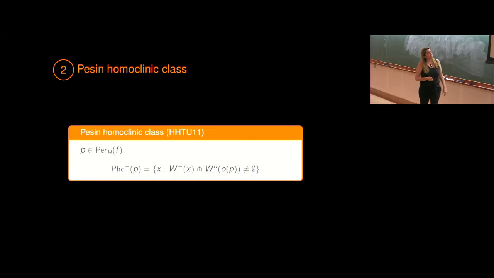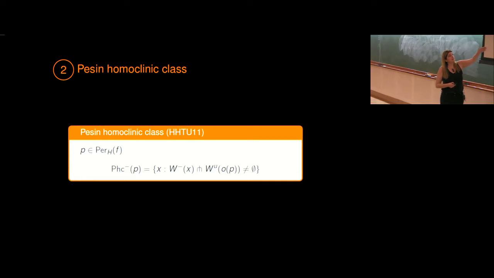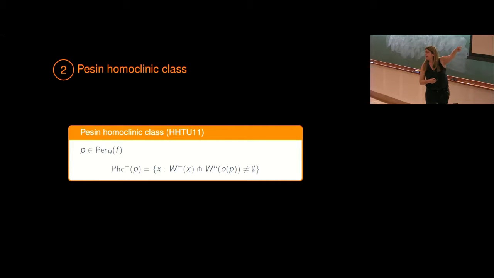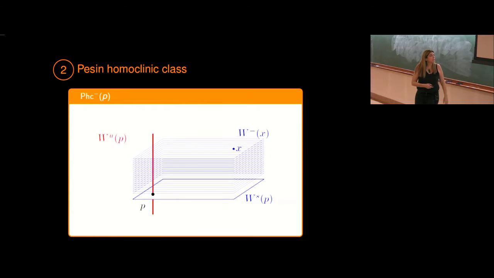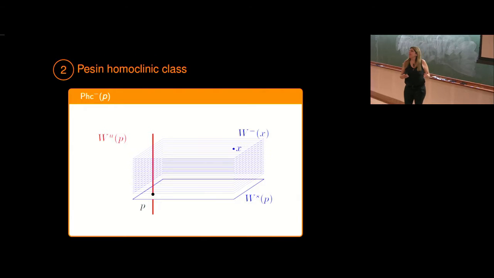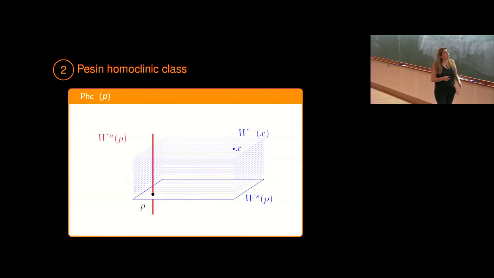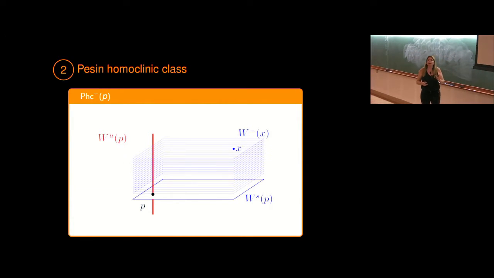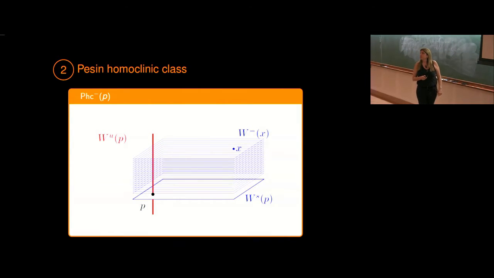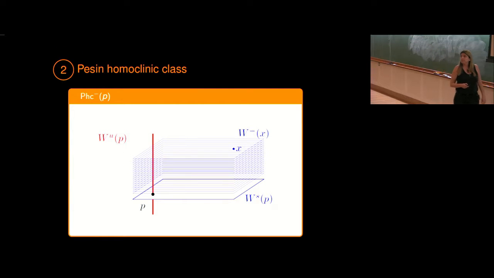Okay, and the same can be done for the unstable manifolds, and then you define the unstable Pezin homoclinic class, which would be seen something like this. Again, you could have something 3-dimensional here in higher dimensions. They don't have to have the same dimension, but they have to intersect transversely and non-trivially, okay? And this is S-saturated and invariant.